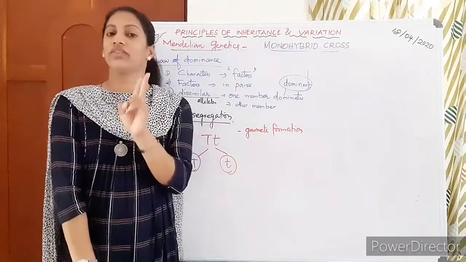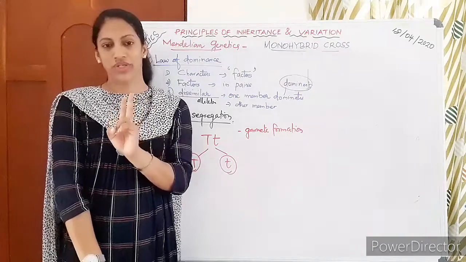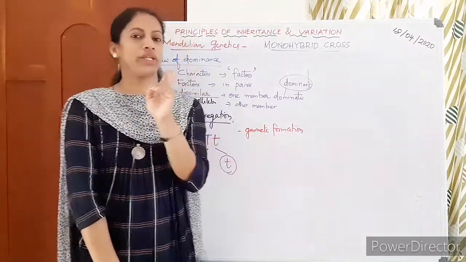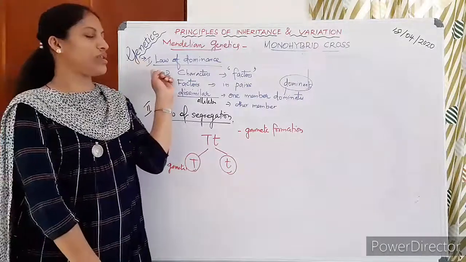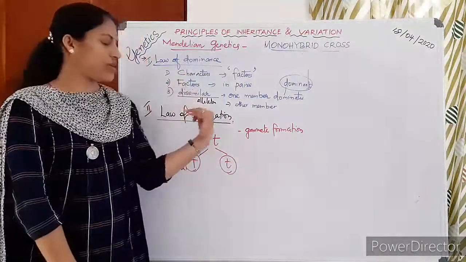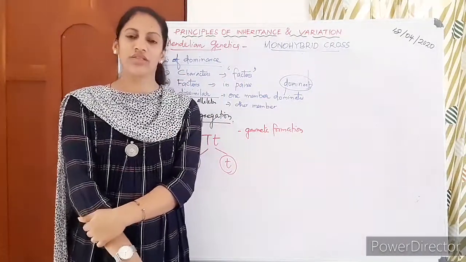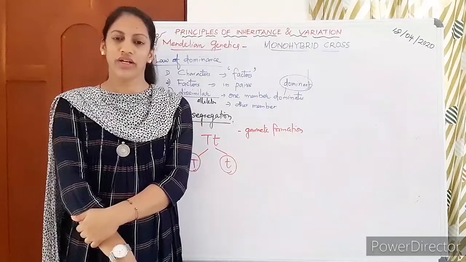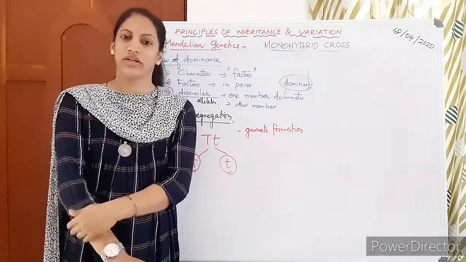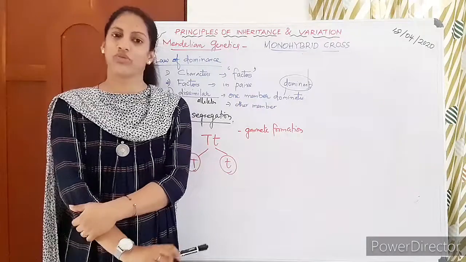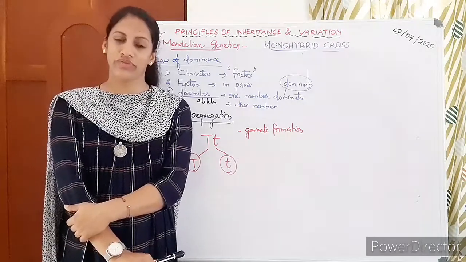Altogether, there are 3 laws, and you have studied 2 laws of the principles of inheritance. The first law is the law of dominance and the second law is the law of segregation. I think all these concepts are clear for you. Anyway, we will do some more problems related to monohybrid crosses so that it will be very clear for you.